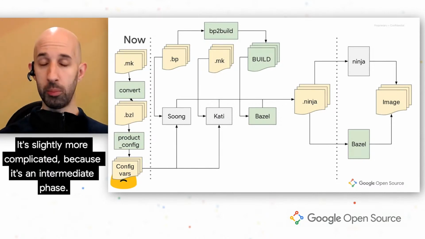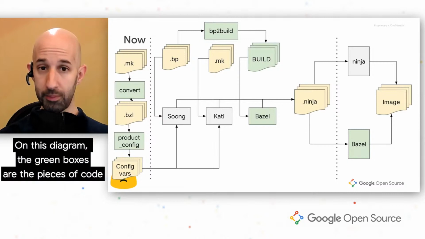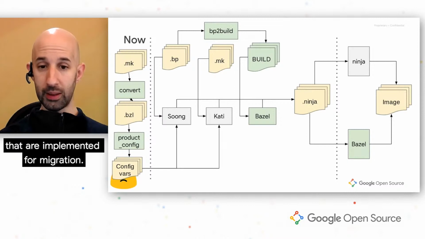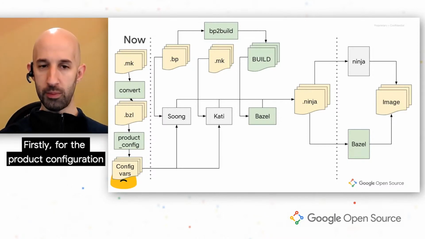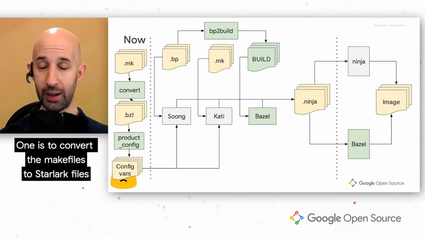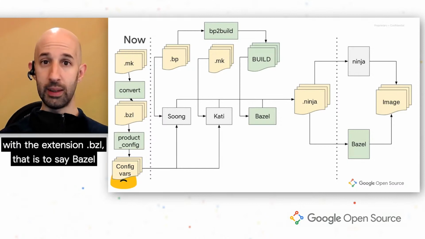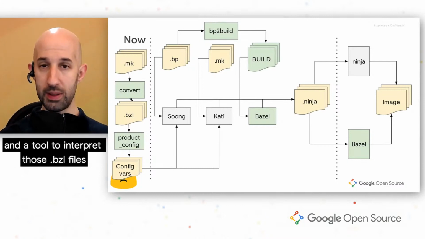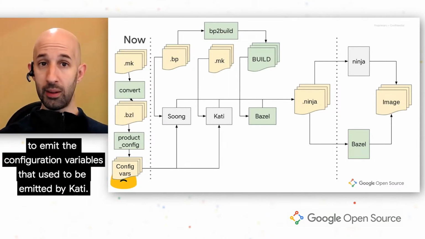It's slightly more complicated because it's an intermediate phase. On this diagram, the green boxes are the pieces of code that are implemented for the migration. Firstly, for the product configuration, there are 2 new tools. One is to convert the make files to Starlark files with the extension BZL, that is to say, Bazel, and a tool to interpret those BZL files to emit the configuration variables that used to be emitted by Kati.